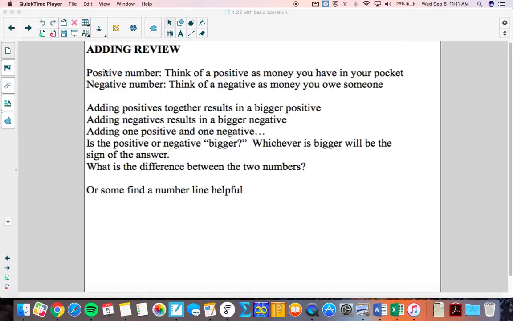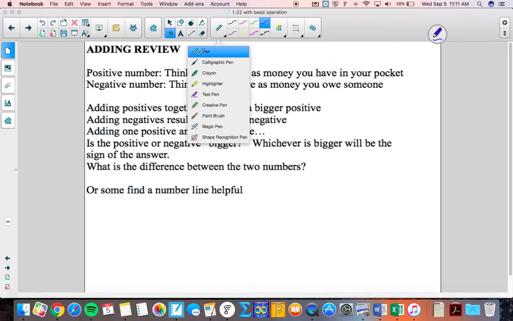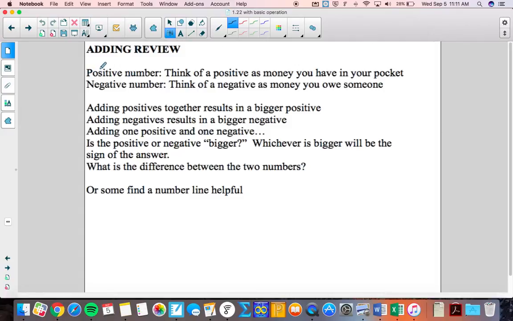So we're going to talk about basic operations, operations being adding, subtracting, multiplying, and I guess we'll hit on dividing a little bit too. So when we add, I like to think about situations happening to you with money as you're walking down the hallway. And so when we talk about adding, you can think about walking or a positive number.